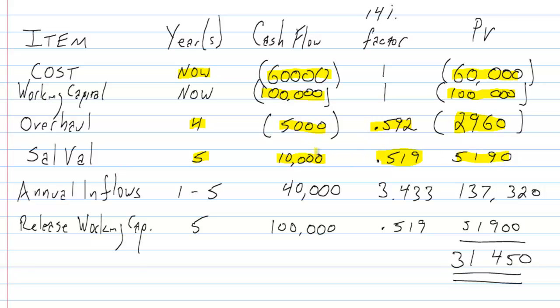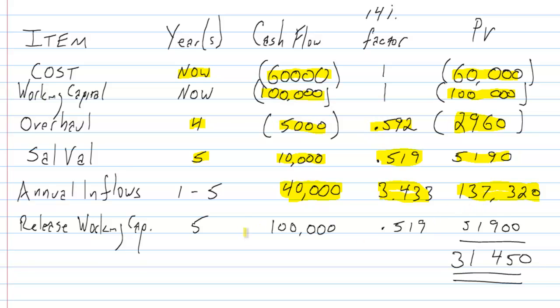Now, the main reason we're even doing this project is we believe that on an annual basis it's going to increase our cash flows $40,000 every year. Since it's every year, we're going to use the annuity table for a present value, and a 5-year 14% annuity has a factor of 3.433. Multiply the 3.433 times the 40,000, and you'll see that the present value of a $40,000 5-year annuity is $137,320 at 14%.